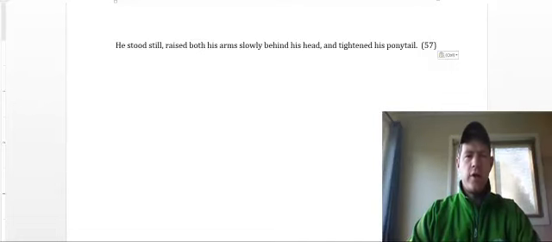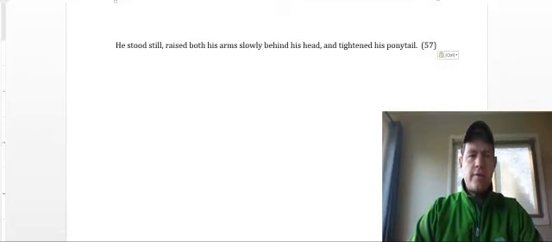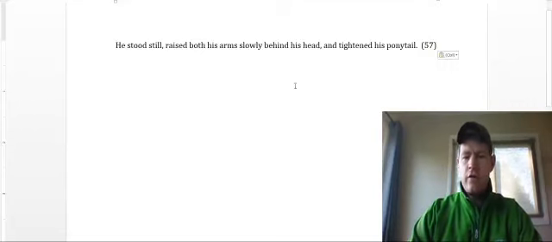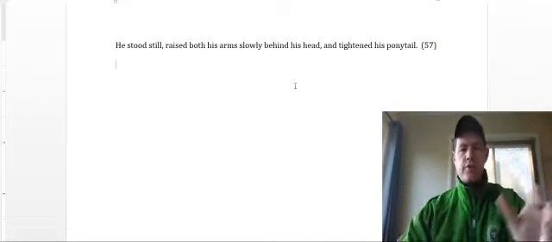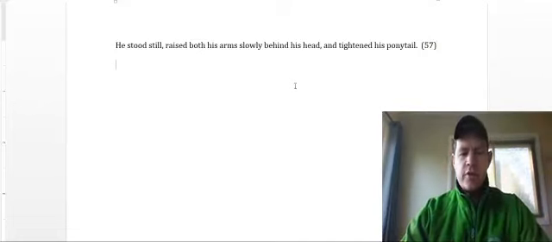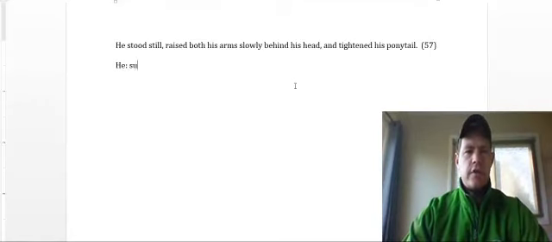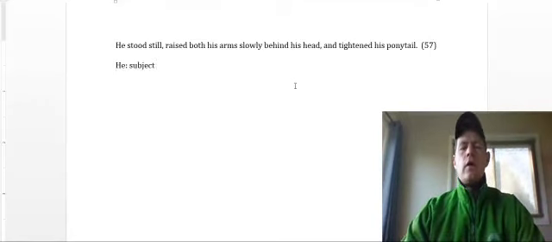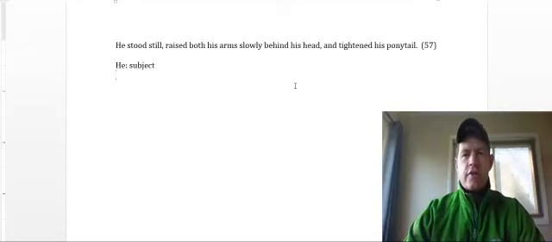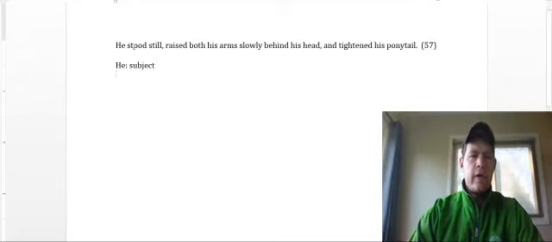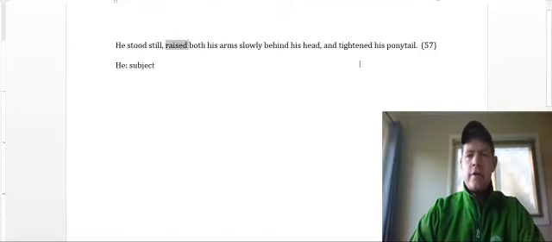Okay, it's once again time to talk about sentences. This one's a little bit longer. Sometimes I like to start by identifying the verb, but as you can see here in a little bit, we have several verbs. So we'll start with the subject, and the subject here is he. So let's say subject here. Now, we're looking for actions that he is doing. So what did he do? We've got a few different things going on here, okay? He stood, he also raised, and he tightened, okay?